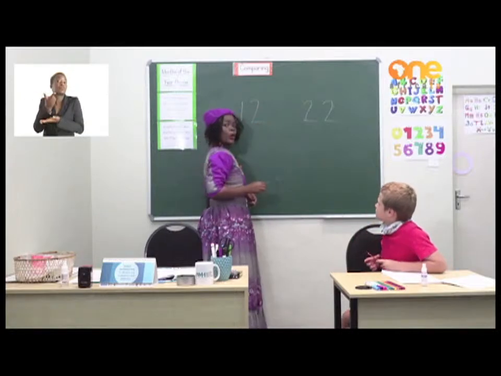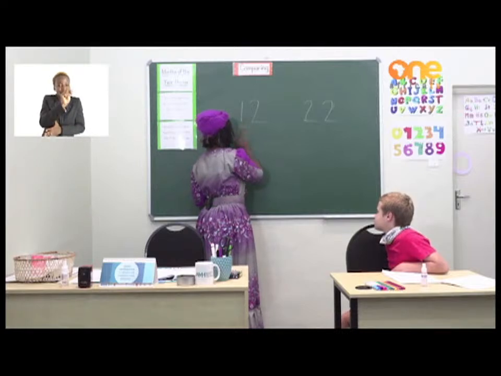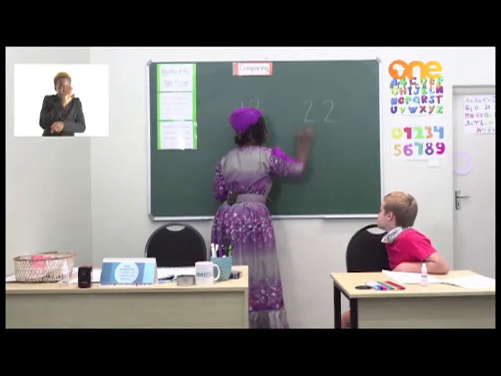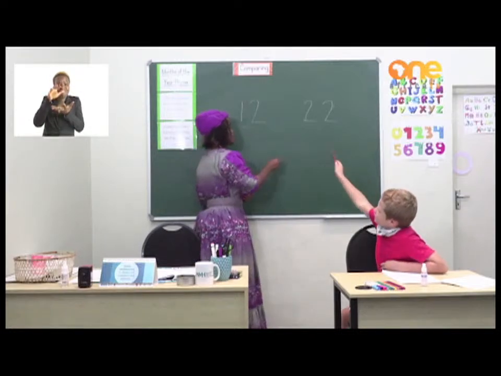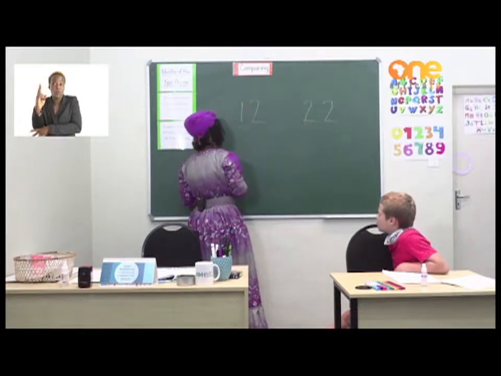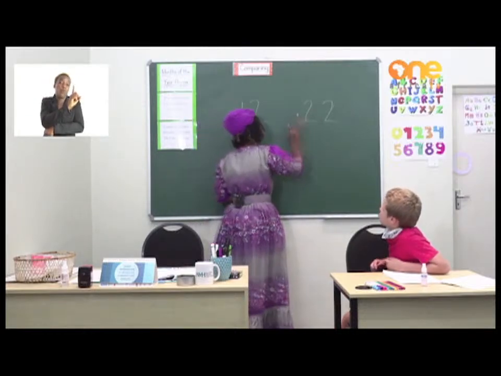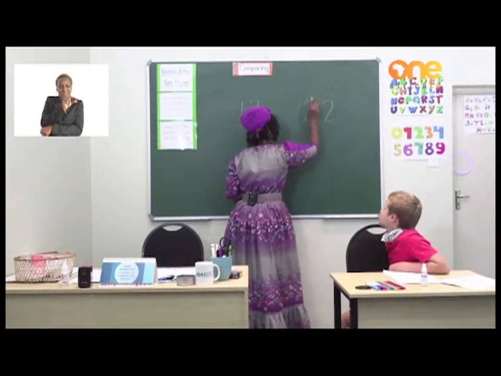We can first look at the numbers on the tens side. On the tens, which of these two numbers is bigger? This one, obviously, because this one has a 2 and this one has a 1. So we encircle the one that is bigger, which will be 22.